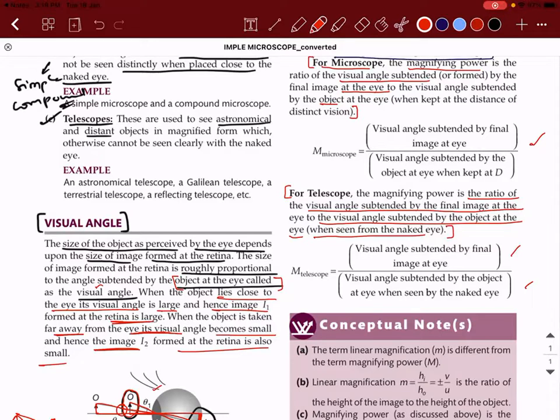But if you look at the denominator, here the visual angle subtended by the object at the eye when kept at capital D. This capital D is what is called the distance of distinct vision. So any idea about what we are trying to talk about? What is the distance of distinct vision? It is also called the least distance. Any idea about what this least distance of distinct vision is?